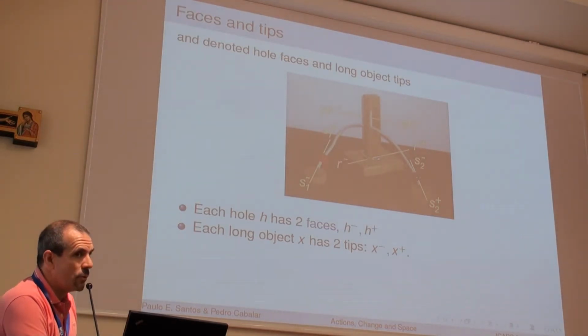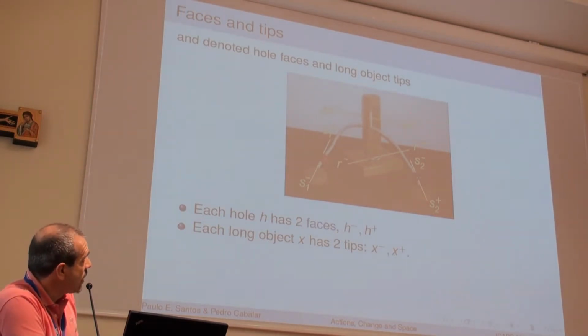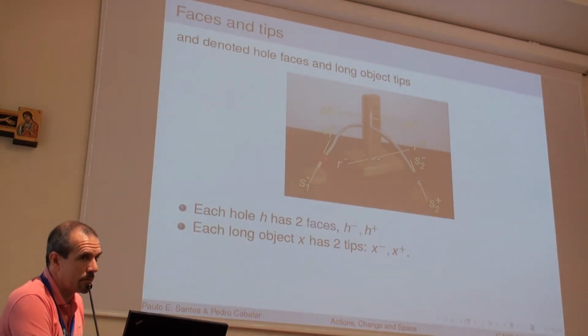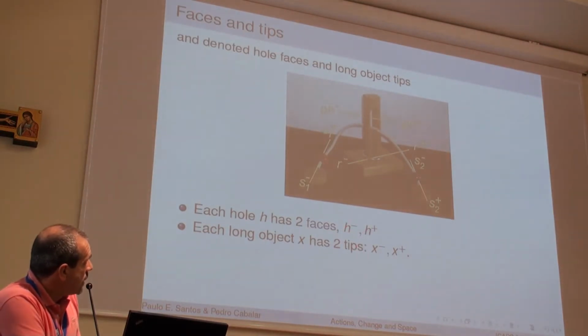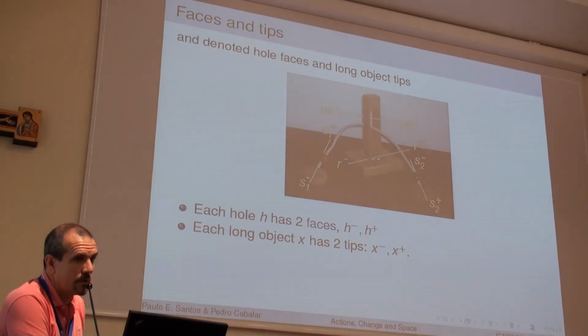So for each hole we identify two faces. This is something people do not do, but if you want to make a formal representation, it is relevant. So it's not the same passing one thing to one face or the other. You get quite different things. So you have a positive and a negative face for each hole. And we also have long objects, like the string, where you have also a positive and a negative tip.